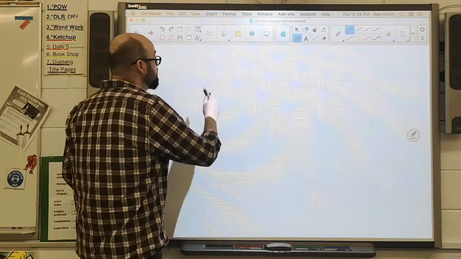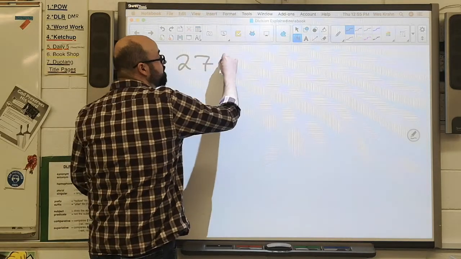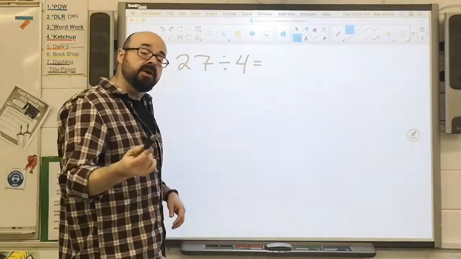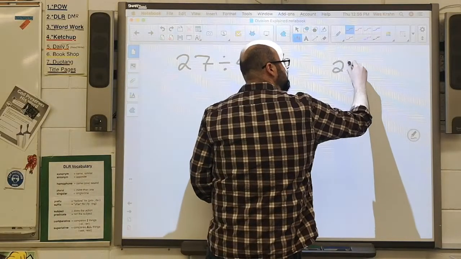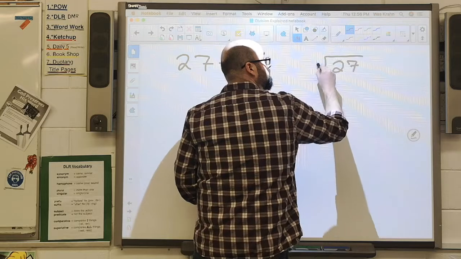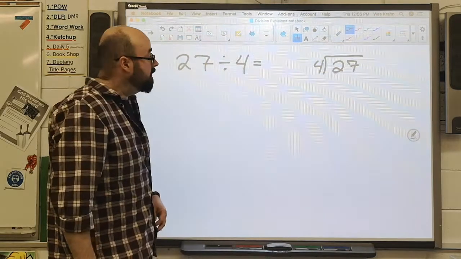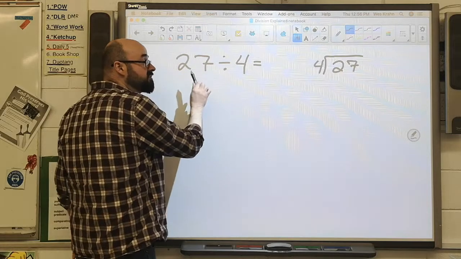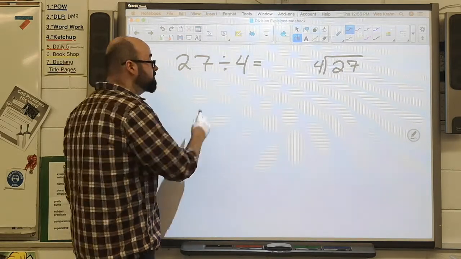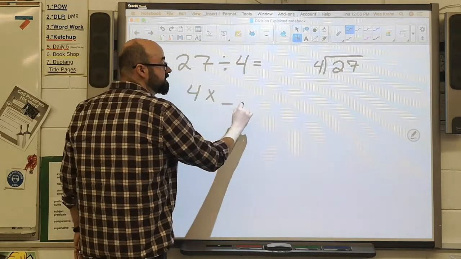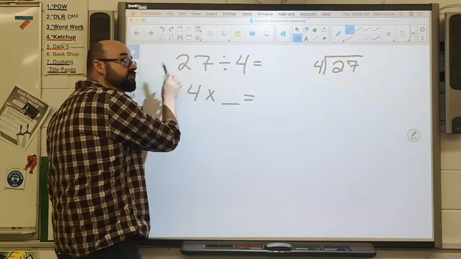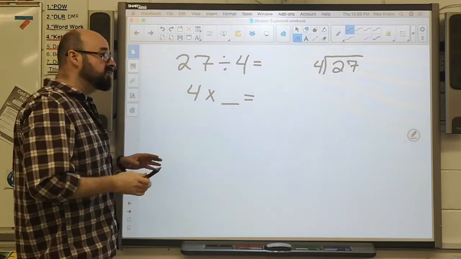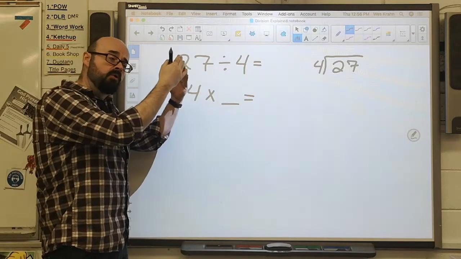Let's take a question like this. 27 divided by 4. We can write this another way by saying 27 divided by 4. We're going to turn this into a multiplication sentence, and we're going to do that because we've got 27 in total. We're going to break it up into 4 groups. So we're going to have 4 groups of something is going to get us as close as we can to 27 without going over. We call it the Price is Right rules. As close as we can get to it without going over.